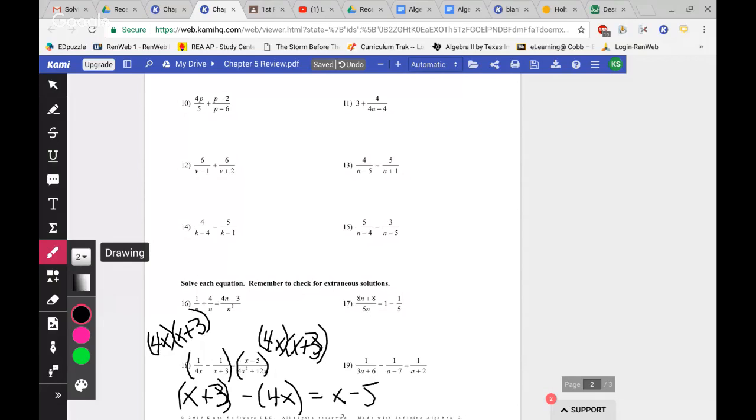We good? All right, so now I'm going to combine like terms on my left-hand side of my equation. So I've got x minus 4x, which is going to give me a negative 3x. I'm going to write it up here. And then I've got a plus 3 equals x minus 5. And now I'll combine terms on both sides.